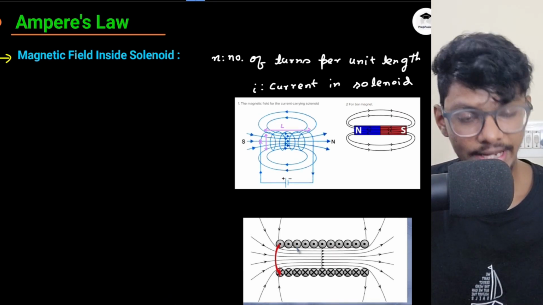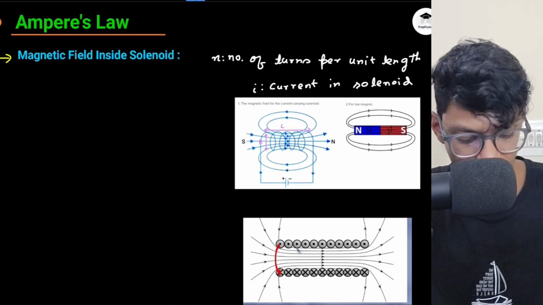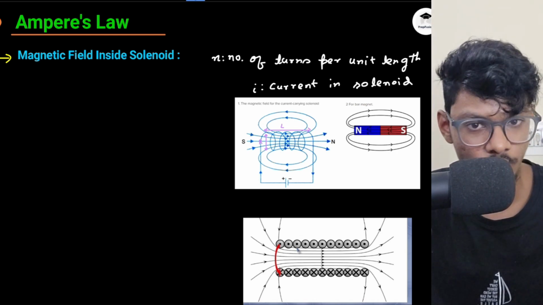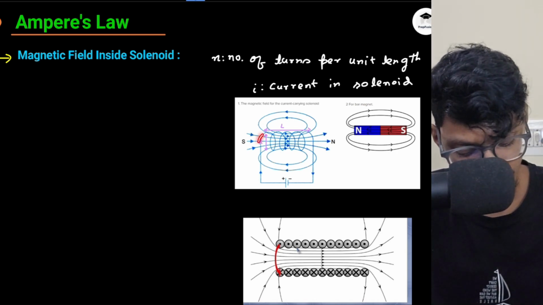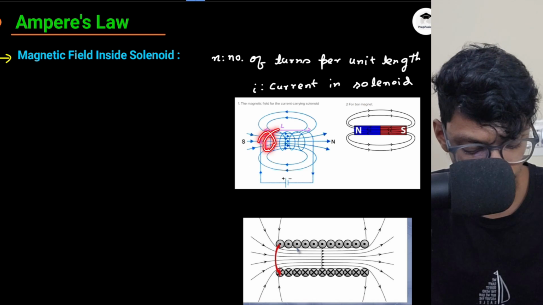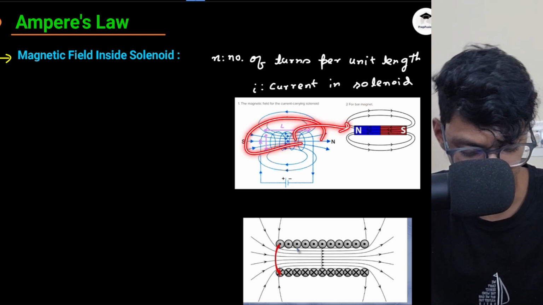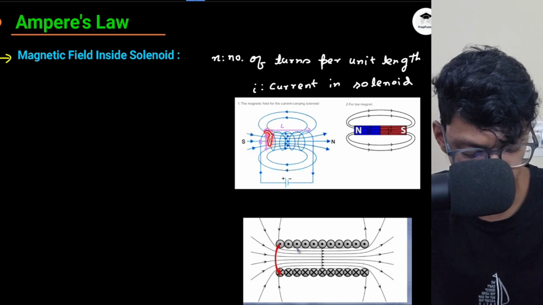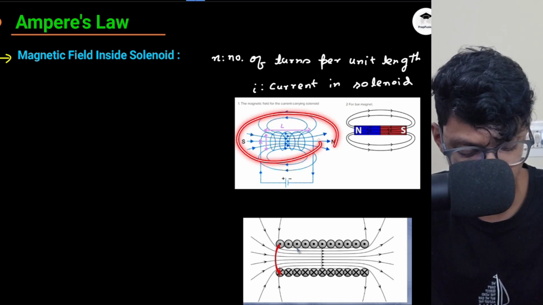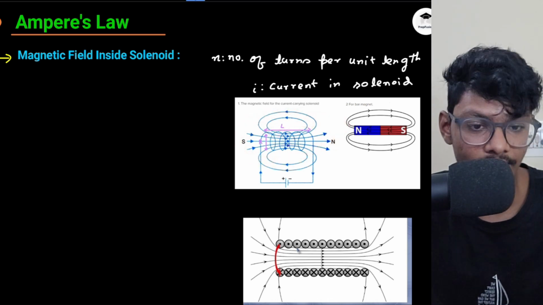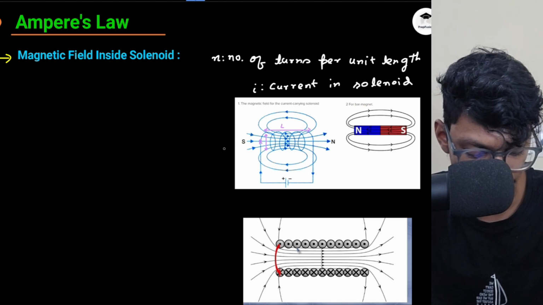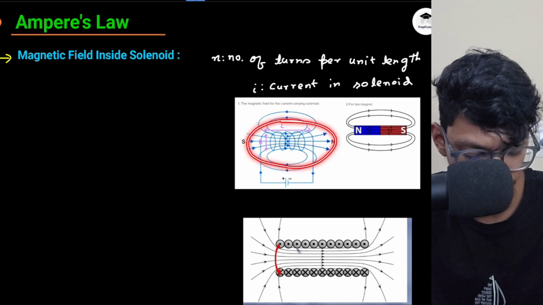So what will be the magnetic field in a solenoid? A solenoid is simply a current carrying wire coil with multiple turns. If I put multiple turns, it just behaves like a bar magnet, as explained in the previous lecture. And what will be the field at the center of this solenoid?